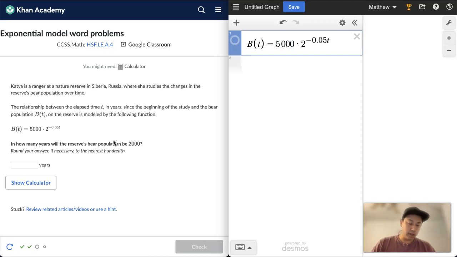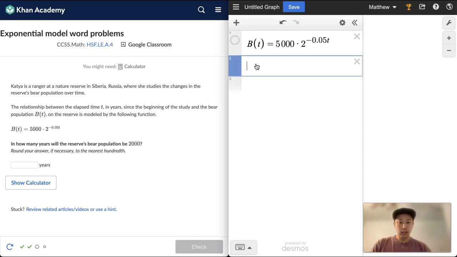Okay, I'm not going to finish the whole thing. You guys can read it yourself, obviously. But when I see that, in how many years, I'm already thinking I have to solve for time. Years is a measure of time. So I'm already solving for this t value. In how many years will the reserve's bear population be 2,000? So I'm going to replace the population with 2,000 because they're asking when it will actually reach that.